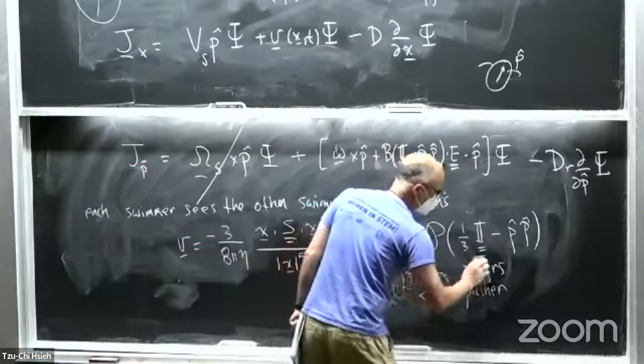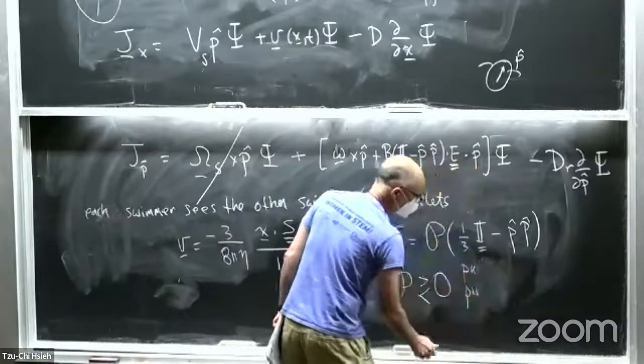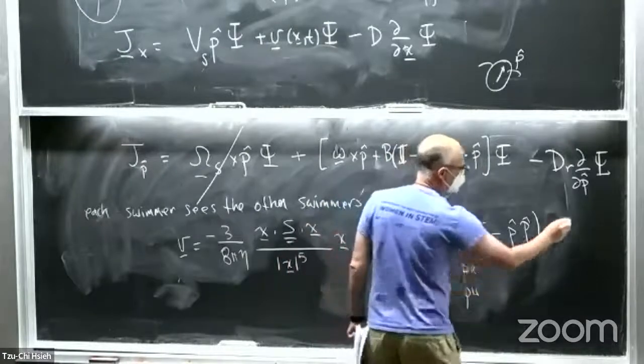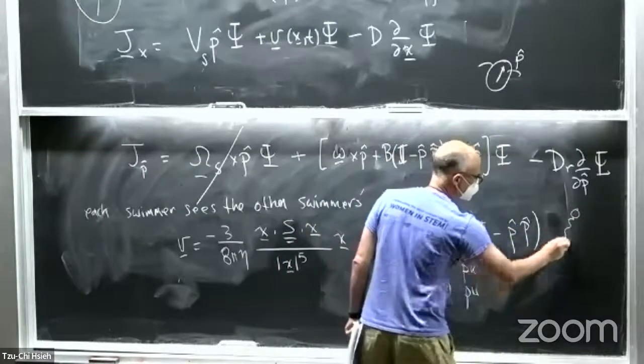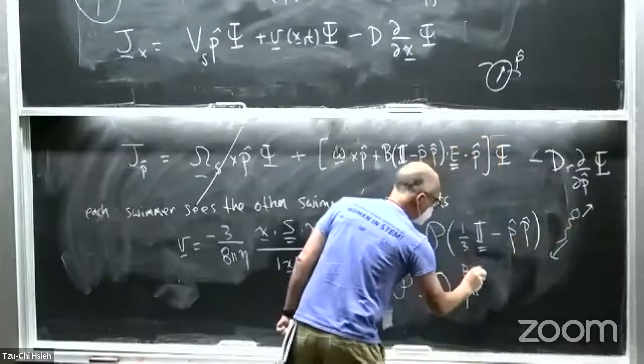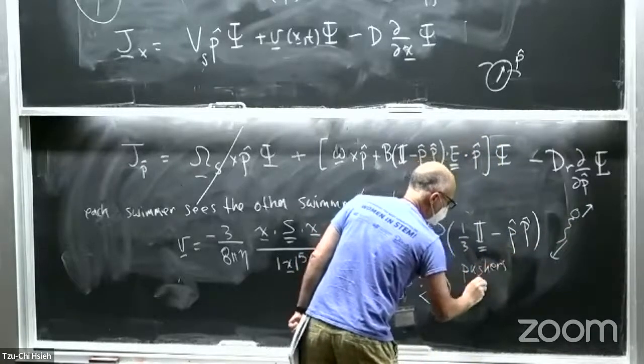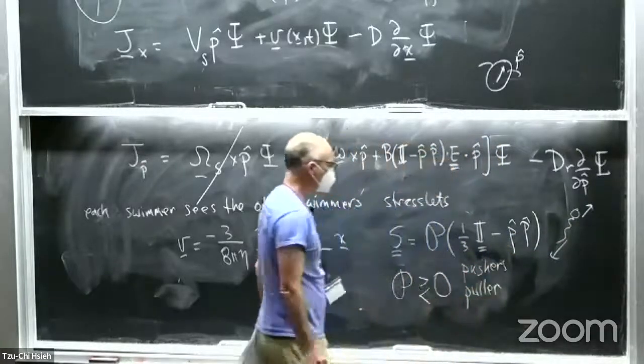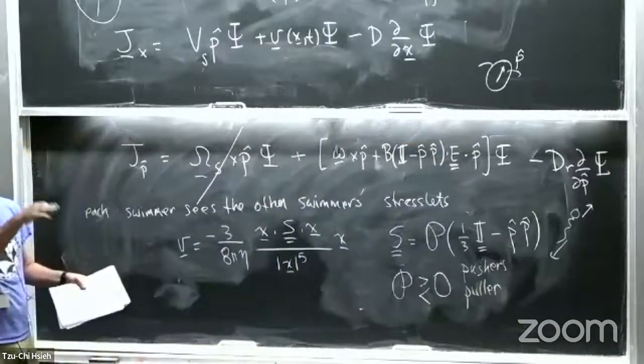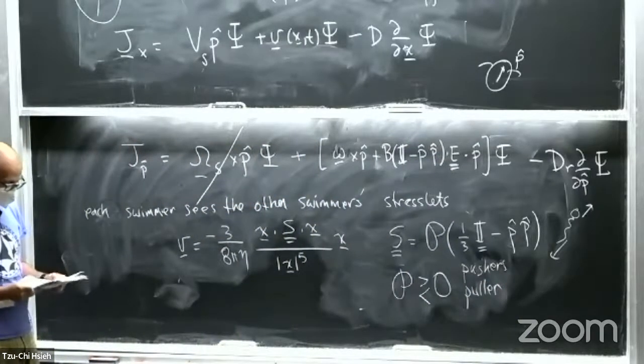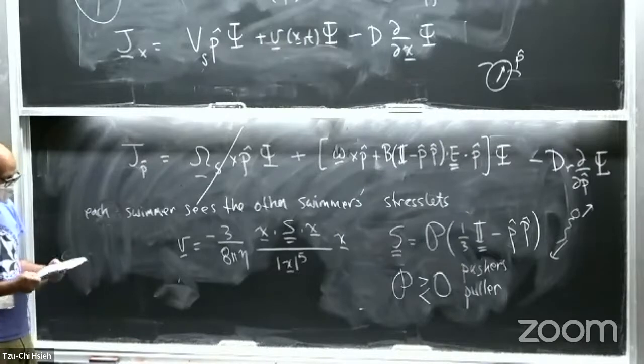Positive P corresponds to pullers, extensile particles, negative. I was writing this down, I knew I was writing this wrong. Extensile particles are pushers. Contractile particles are pullers. So pushers have positive P in this convention.